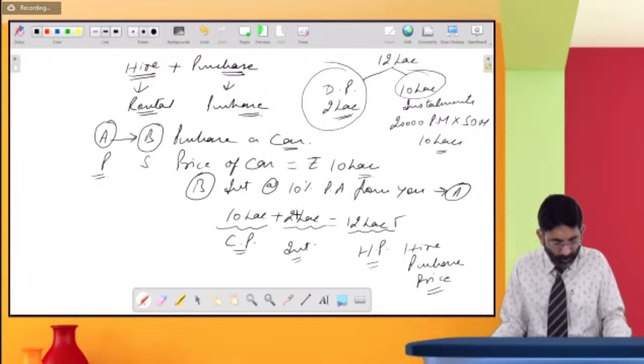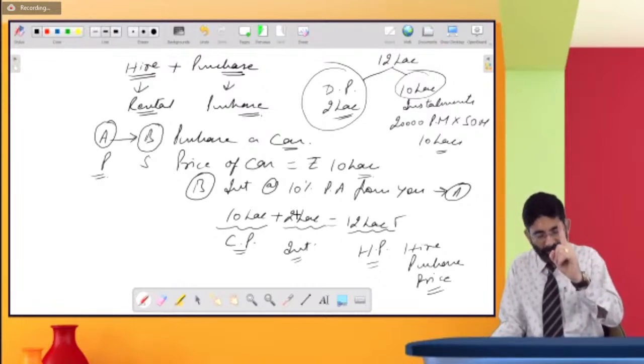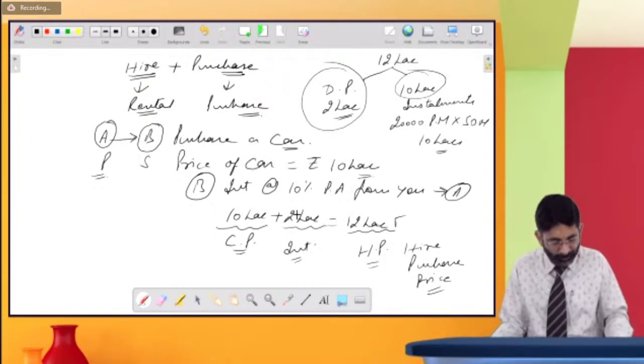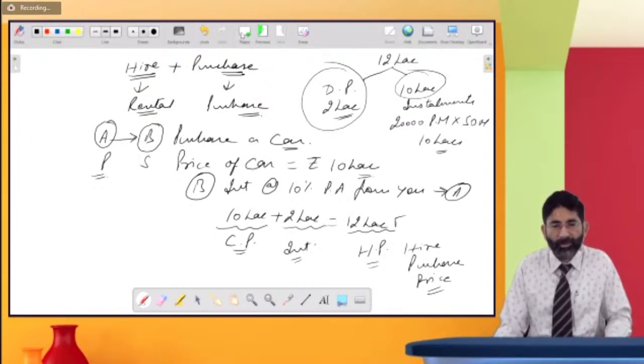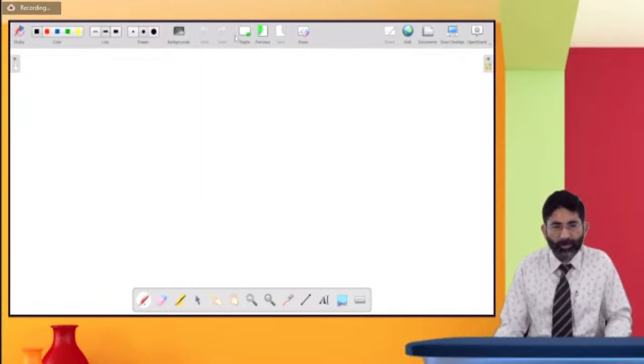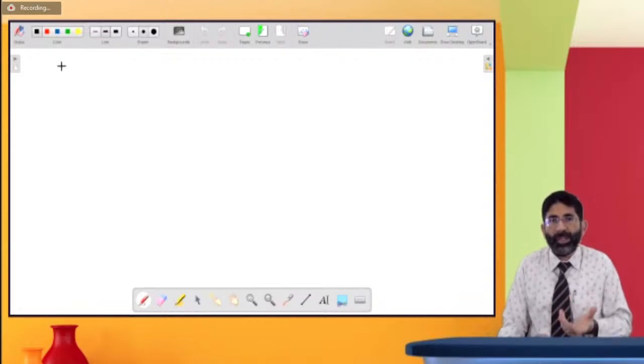Cash price is equal to principal amount. Exactly right, beta. Cash price is equal to principal amount. Clear, sir. Very good, beta. You have noted down. I have assumed, because I have to go to the next page. Now there are various ways of calculating interest, of calculating these prices. So cash price is clear.